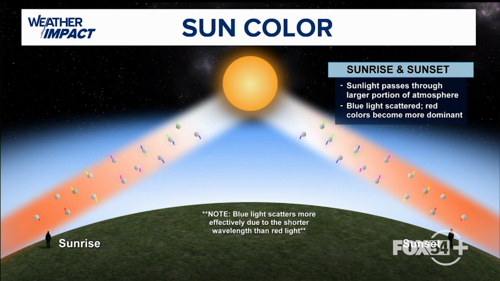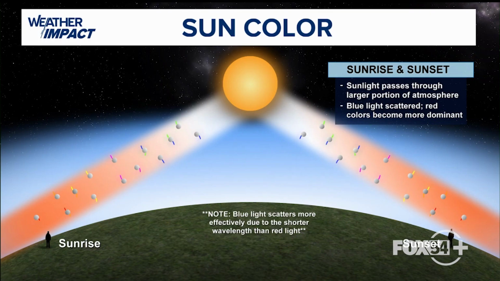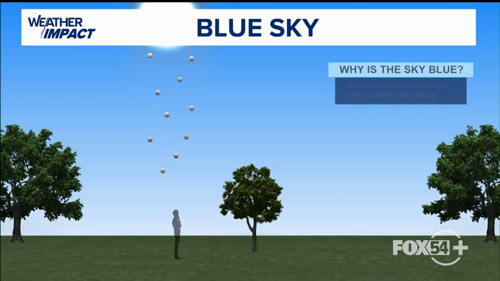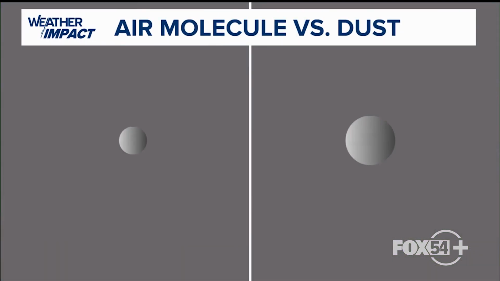I do want to note, though, that the blue light scatters more effectively due to the shorter wavelength than the red light. Once you see the blue sky, that's what we call Rayleigh scattering. So here is why the sky is blue. Air molecules scatter blue colors more effectively. That's why the sky appears blue when you're looking away from the sun.